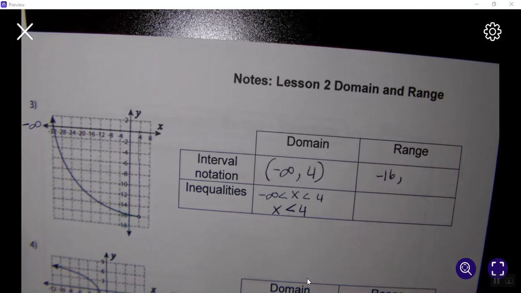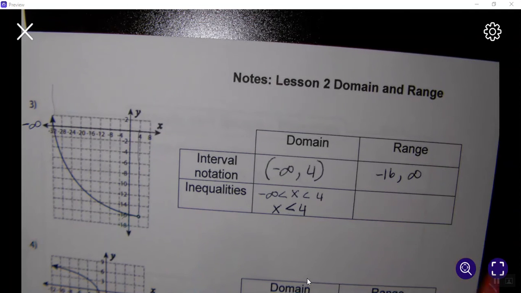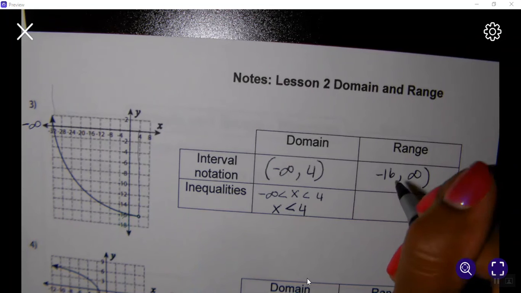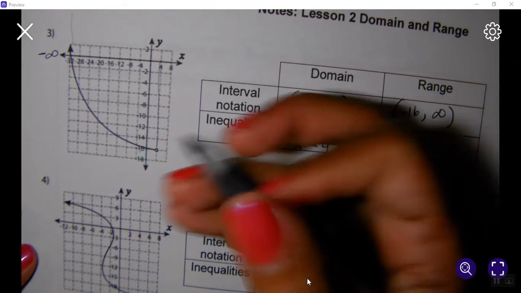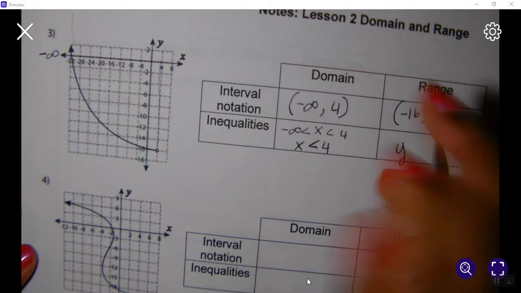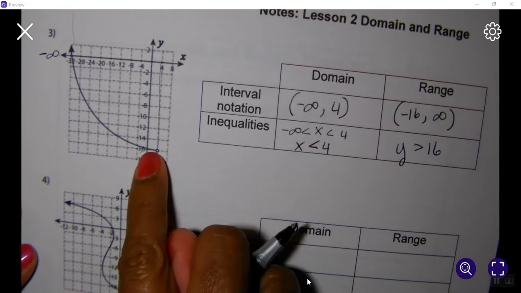All right, for the range. So we always start at the bottom. It's at -16, negative 16, and then it's not really stopping at 2, right? It actually keeps going up. So it's going to positive infinity. I'm going to put an open and open here as well, because 16 is also an open circle. Okay, so for here, you can see that your range, y, is everything greater than 16, because it's going up. Everything is higher than 16.